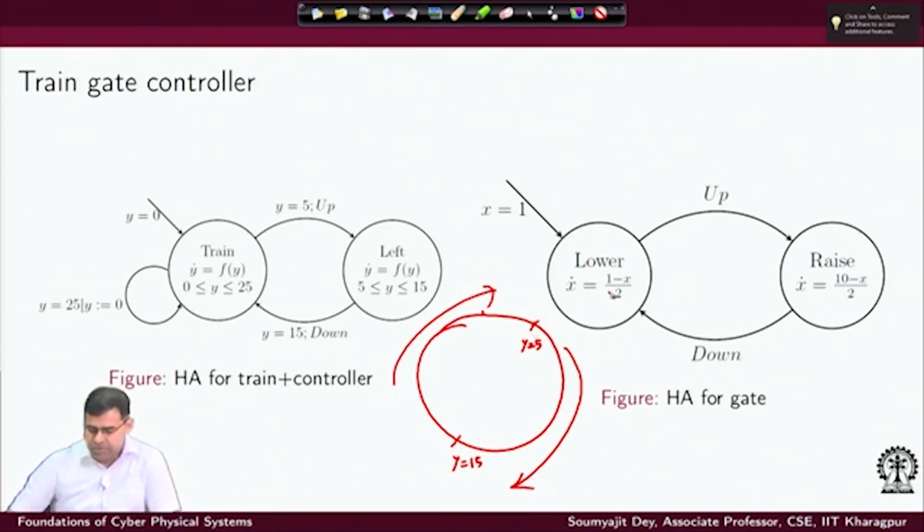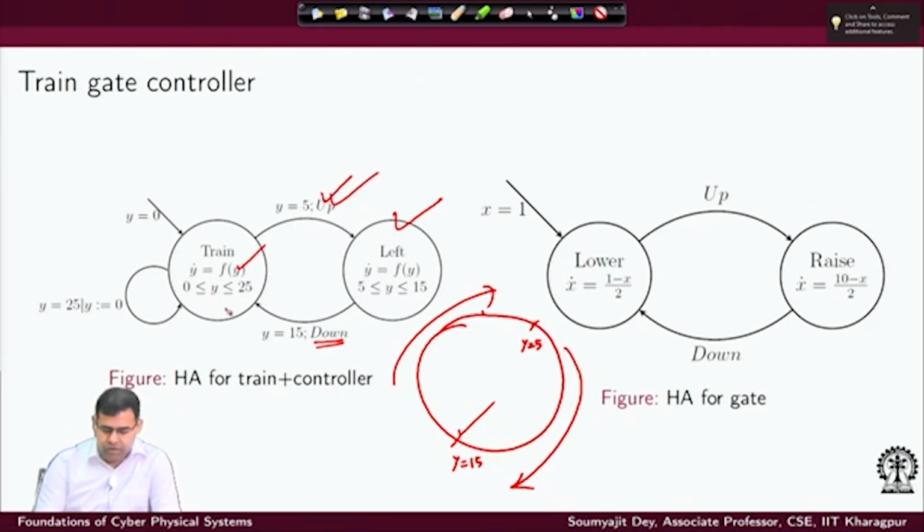When the value of y is between 5 and 15, we say that the train is far away from the gate. It has left the gate, and the dynamics of the train itself is given by y dot equal to f y. When it has reached y equal to 15, the gate must be closed. So, the train and its controller automaton is sending a signal that the gate must be closed when y equal to 15. For the train nothing changes, it follows its own flow function. The only thing that changes is that this location and the other location differ, because when I am here, it means I have sent the signal to close the gate, and when I am here, it means I have sent the signal to open the gate, an up signal.